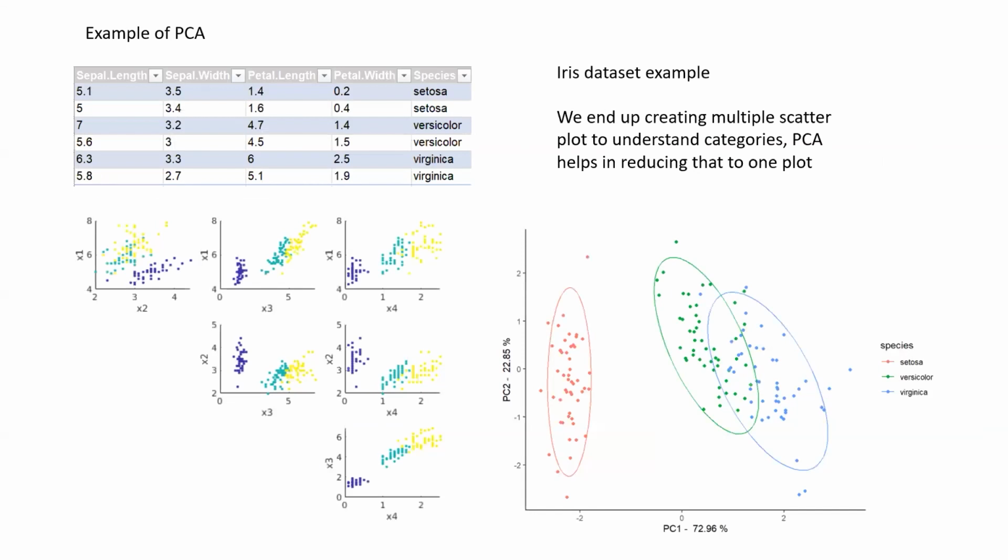Moving forward, I also have an example of PCA, and this also ties back to the question I was just answering. Let's say I'm taking a basic example of the iris data set, which is widely available everywhere, and I've just taken a snapshot out of it. And you can see there are 4 numerical columns, 1 categorical column.